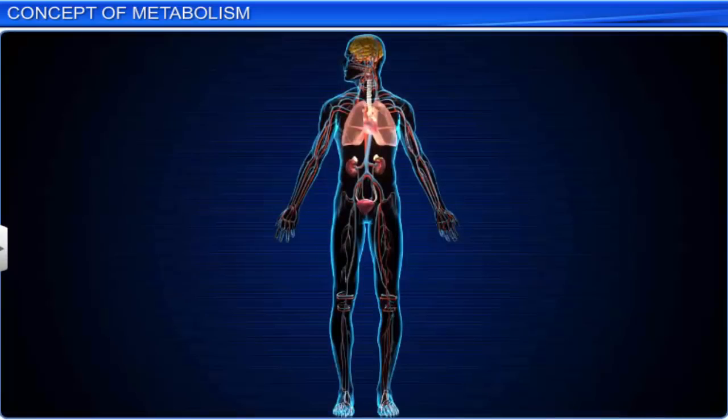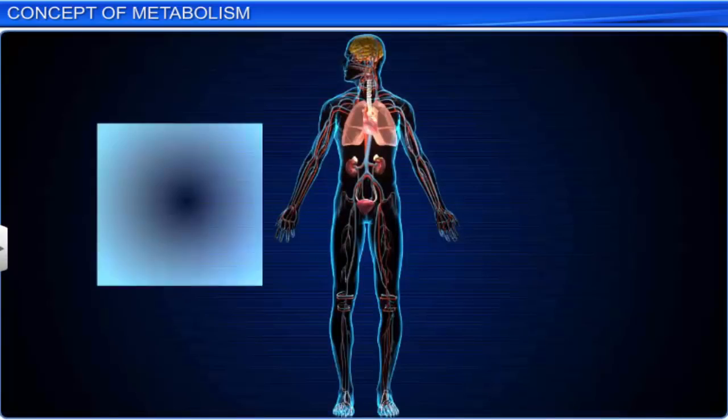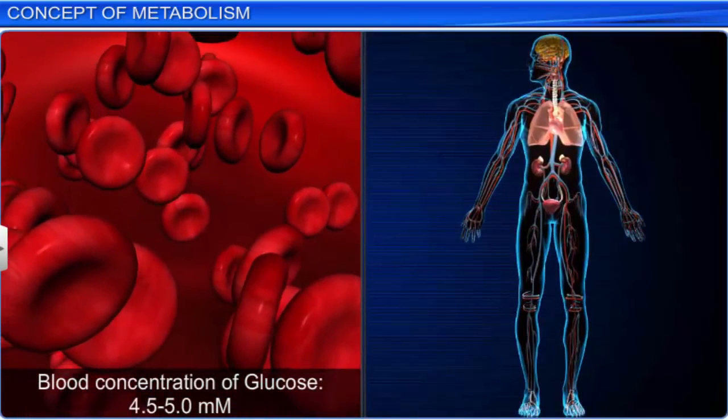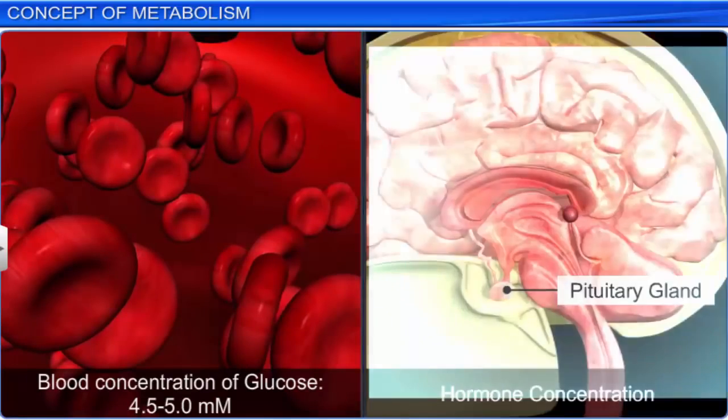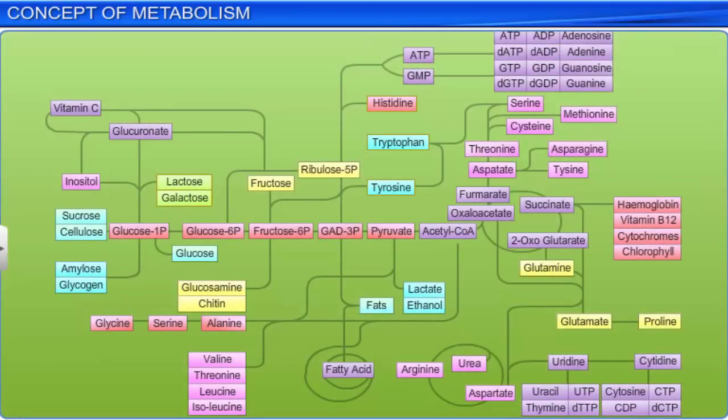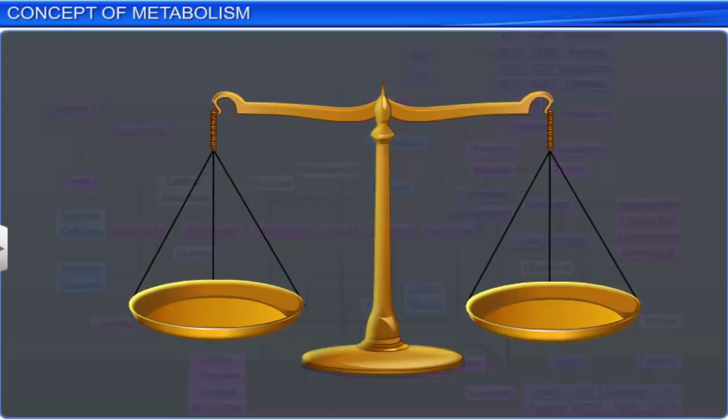For example, the blood concentration of glucose in a normal healthy individual is 4.5 to 5.0 millimolars, while that of hormones is measured in nanograms per milliliter. Moreover, these biomolecules are constantly a part of the metabolic process. Any chemical or physical process moves naturally to equilibrium. However, systems at equilibrium cannot perform work.